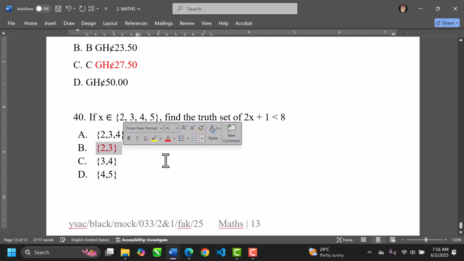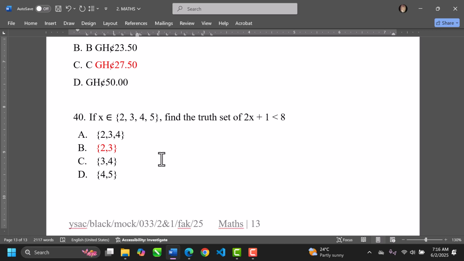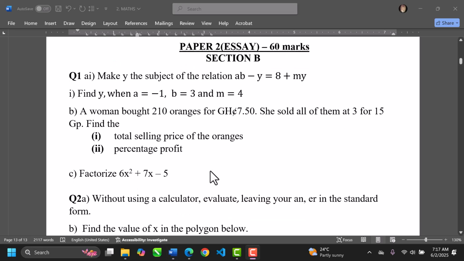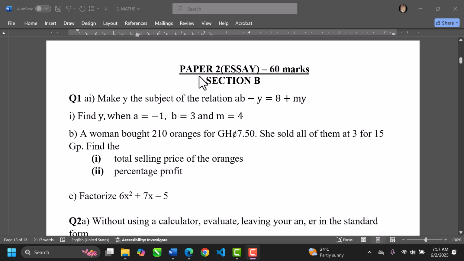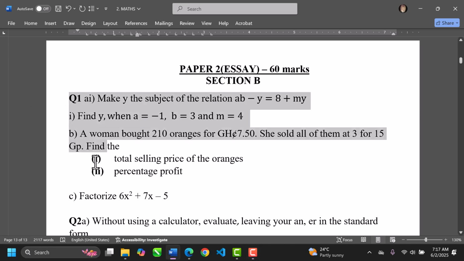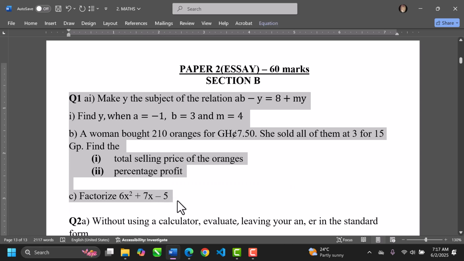Do you all believe that your time is limited? Looking at the answers will certainly guide you. That is why I'm providing you all the answers. So that is that. Now let's go to section B and wrap up with that one too. This is section B, paper 2. As you can see, the essay. This is question 1. Please look at the question very well.